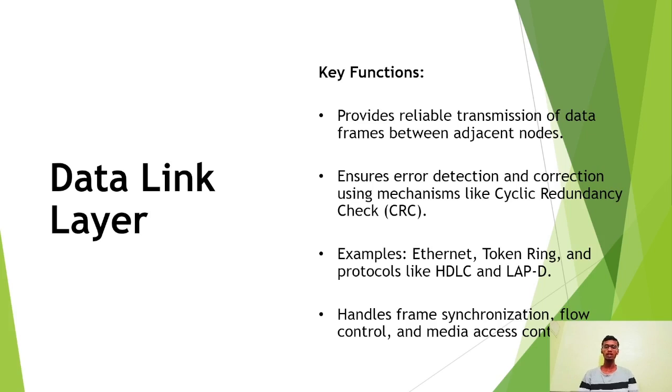And we come to the data link layer. The data link layer provides reliable transmission of data frames between adjacent nodes and ensures error detection and correctness using mechanisms like the cyclic redundancy check, the CRC method. An example is Ethernet, and these are known as Ethernet frames. It also handles frame synchronization and uses MAC. In the data link layer, there are mainly two types: media access control and logical link control.